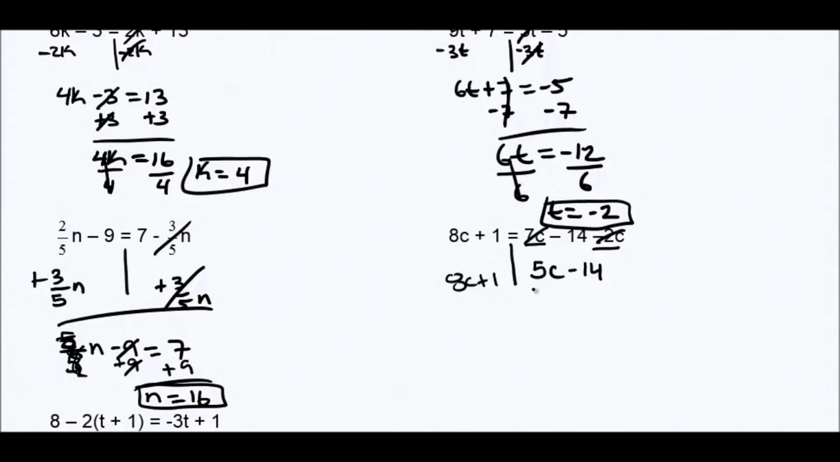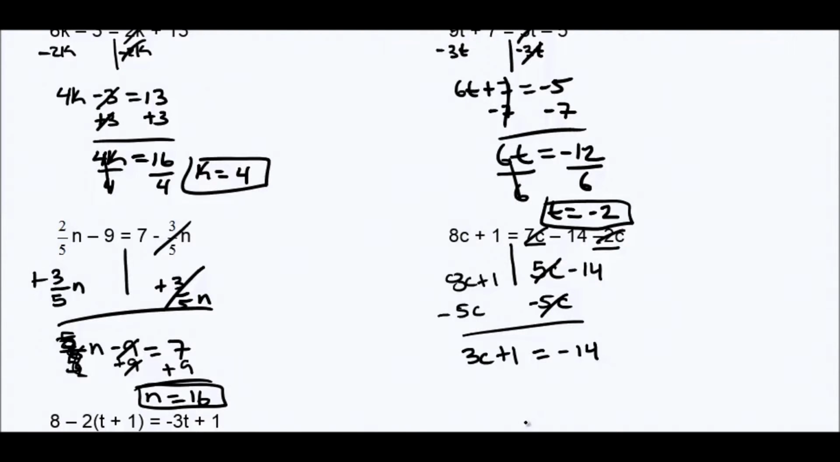Now I've got variables on both sides. Eliminate the smaller variable. The smaller one's 5c. To eliminate 5c, you want to combine it with its opposite, which is negative 5c. What you do to one side, do to the other. That zeroes out. So on the left side, you have 8c minus 5c, which is 3c. Bring everything else down, plus 1 equals negative 14.